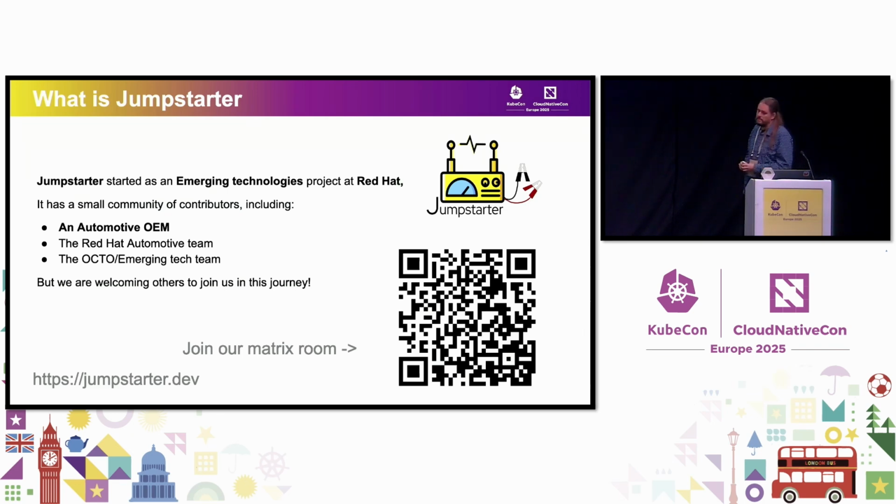So let me tell you about our project and what we have been working on. The name of the project is Jumpstarter, and we started it in emerging technologies at Red Hat, and now we have a small community of contributors. We have an automotive OEM, who don't want to be named yet. We have the Red Hat automotive team and the original team from emerging technologies. You see a lot of automotive in there, but we don't want this project to be only automotive. This is something we are really trying to be careful about.